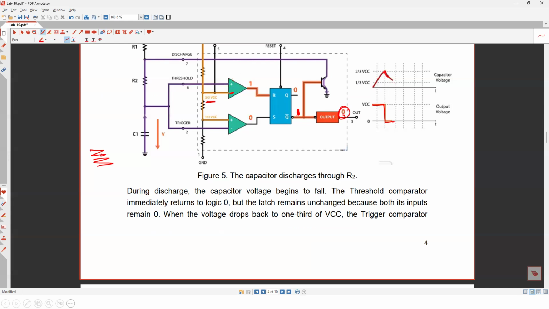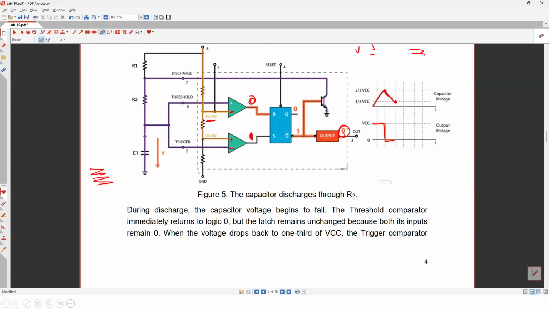Now, once we hit 1/3, what happens here? This one flips to 1 because now positive is greater than negative, and this one is 0. So what's going to happen now is output here becomes 1. This is 0. Output here becomes 1, and now the transistor is open circuit. When the transistor is open circuit, we're going to go to the previous case to charge again. Very simple. So all what happens, guys, I will make it very simple.